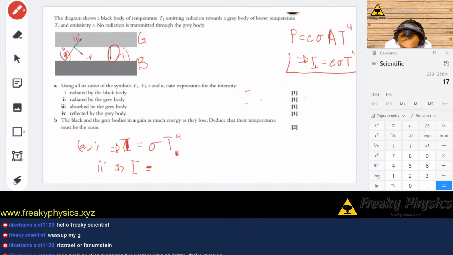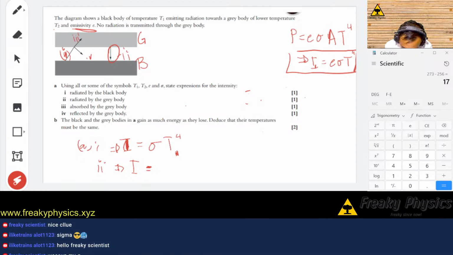Again, your clue is right here. The intensity is going to be given by this, right? Okay, I need you to read this bit again. So again, the gray body, the temperature is T2 and the emissivity is E. Okay, so it's one. But it's not 1 because it's a gray body. Oh, black body is 1. Yes, but gray body is not automatically 1. Okay.